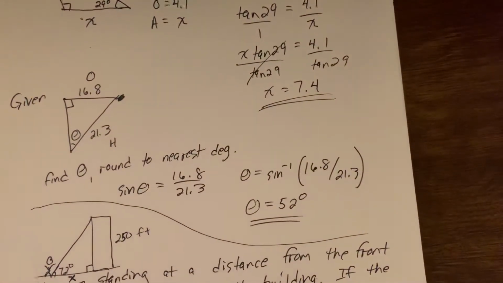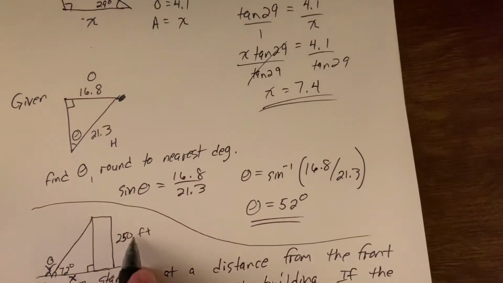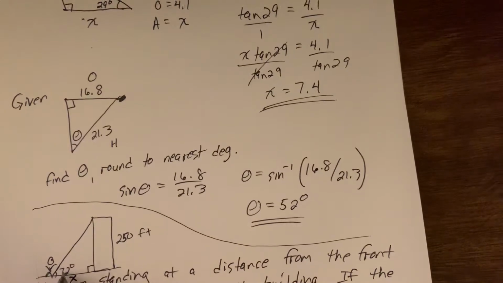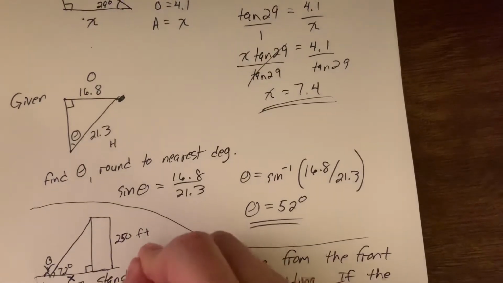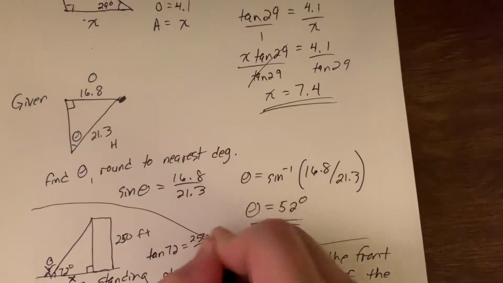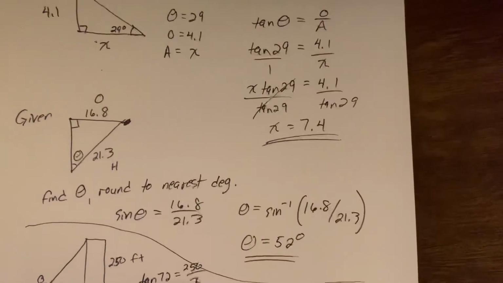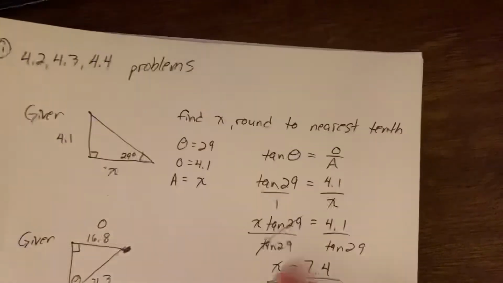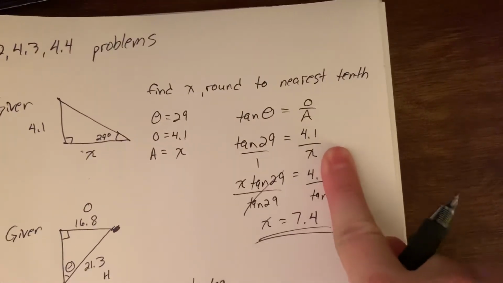I've got my setup here. I've got this side, which would be the opposite from the angle. I want this side, which would be the adjacent. So I would use tangent. I know the angle is 72. And I would solve this equation almost the exact same way I did here.